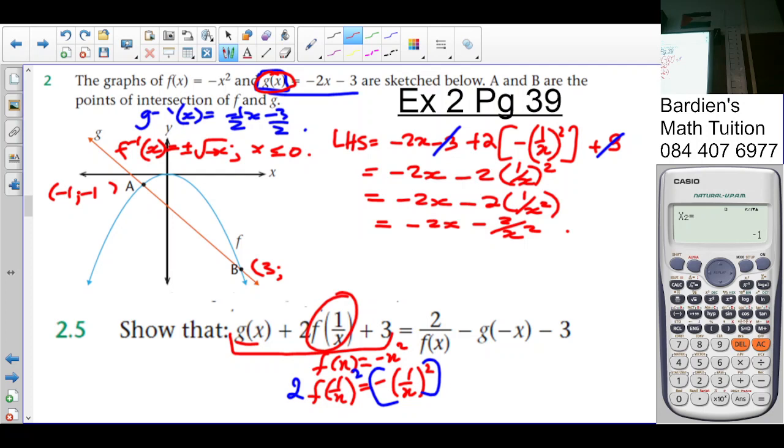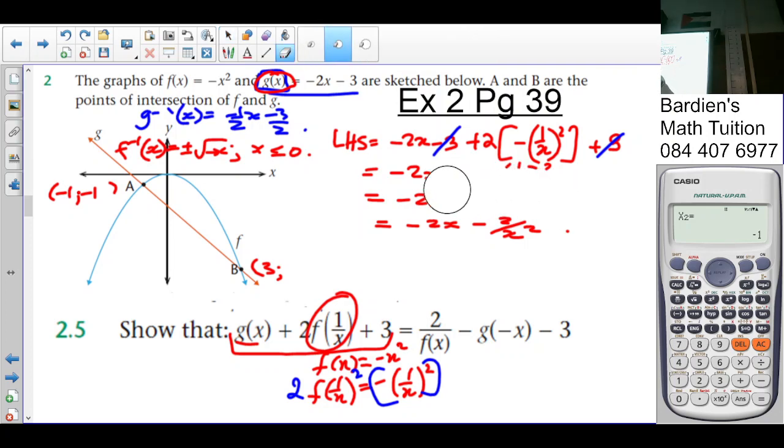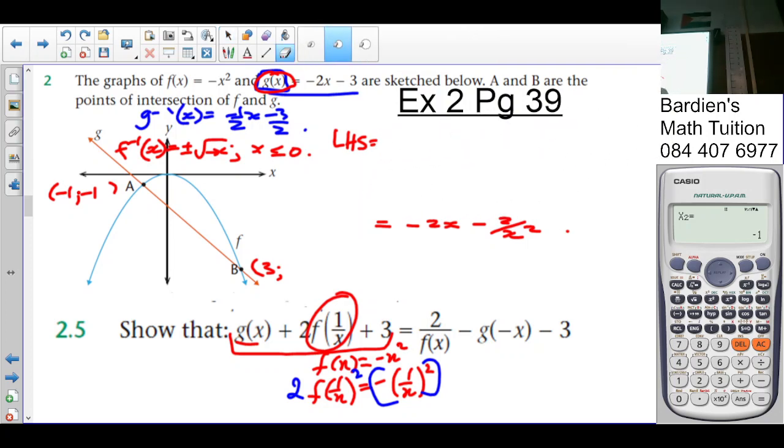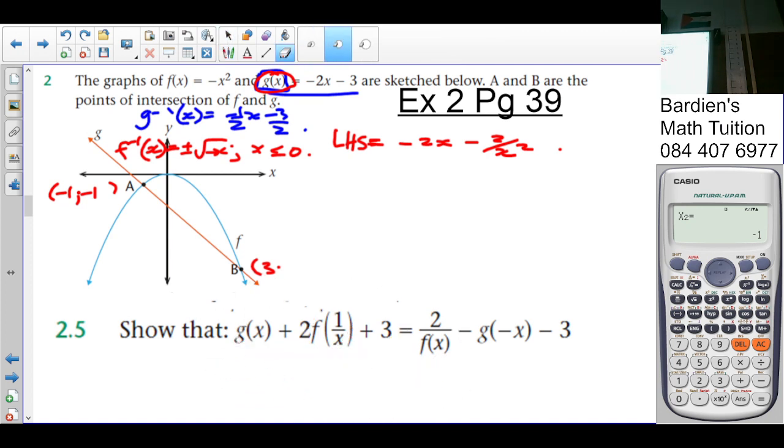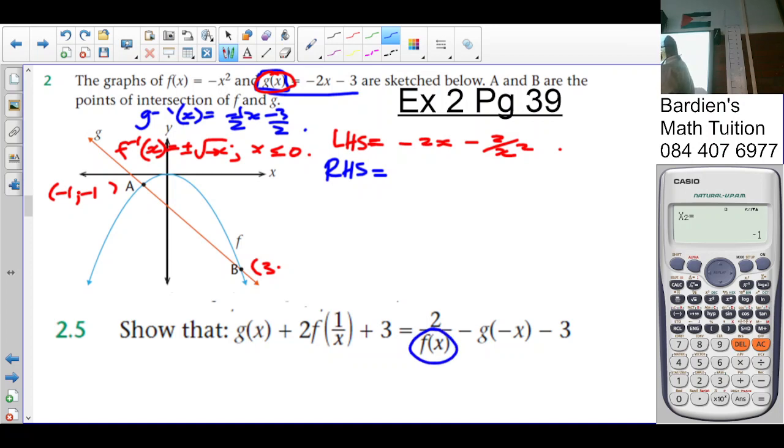Okay. So if we can do the same for the right hand side, we have done the job. So let's look at the right hand side. So, what is f of x? Negative x squared. So in other words, it's going to be 2 over x squared. Not so?